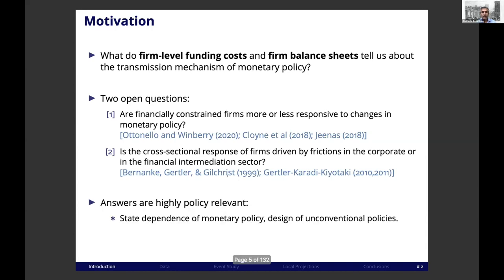Why do we care about this? Well, we care about the answers to these questions because they are important for policy. They can inform whether monetary policy can be, and how much it can be, state dependent, depending, for example, on the cross-sectional distribution of balance sheets in the economy. They can also be informative for the design of unconventional policies, which, in a world where interest rates are probably going to be low for a long time, is going to be important.